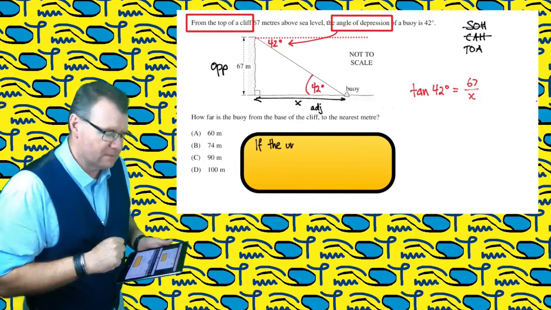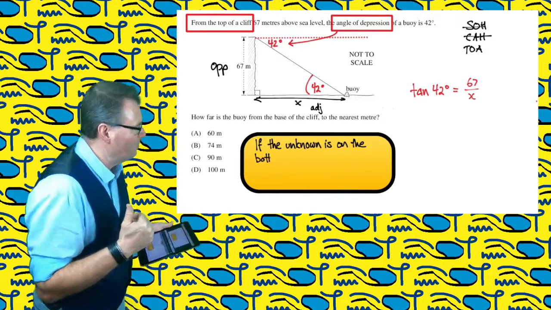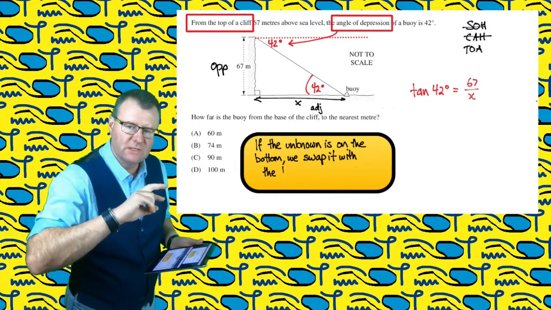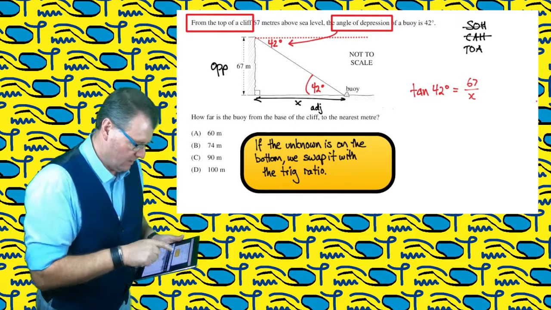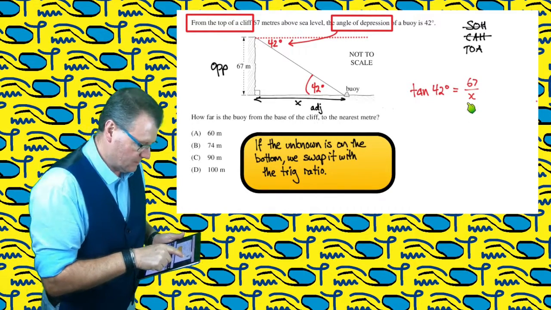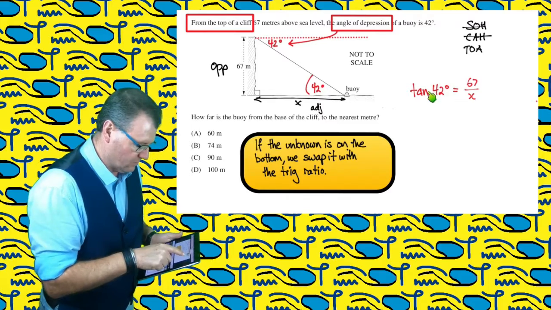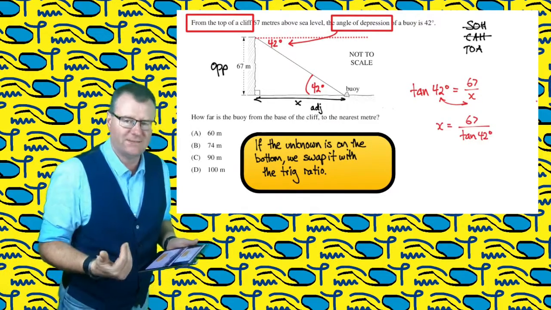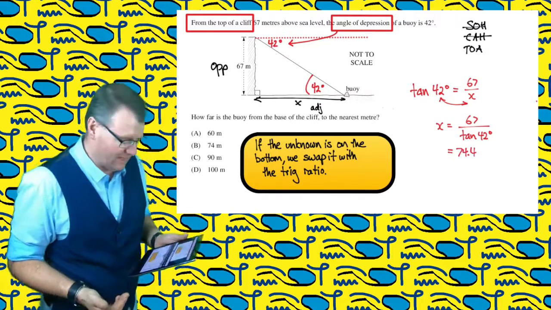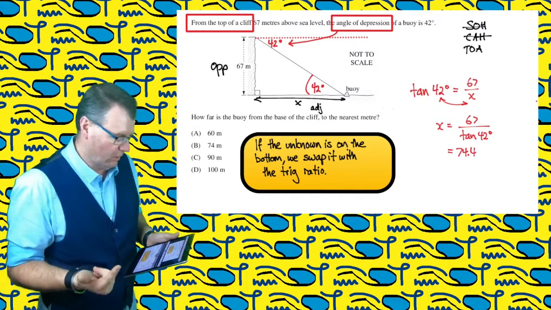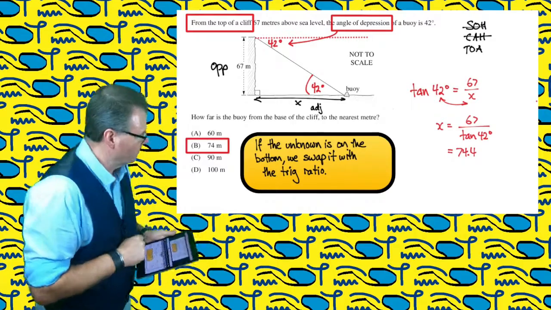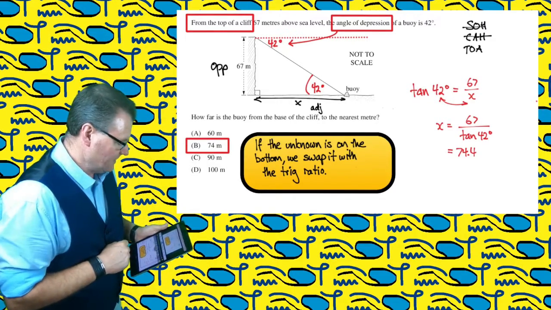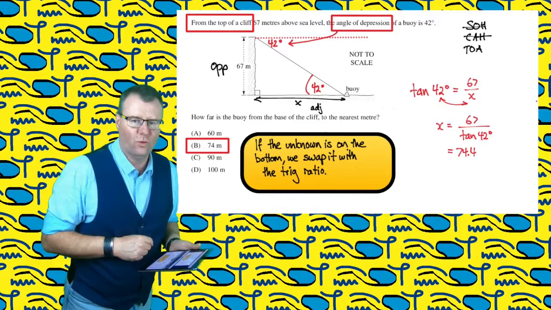Now, because my unknown is on the bottom, the little trick here is I swap it with the trig ratio. So I take this x and I swap it with this trig ratio. When I do that, I get x equals 67 over tan 42. Punch that into your calculator. I get 74.4 meters. And having a look at my options, to the nearest meter, we're looking at 74 meters.